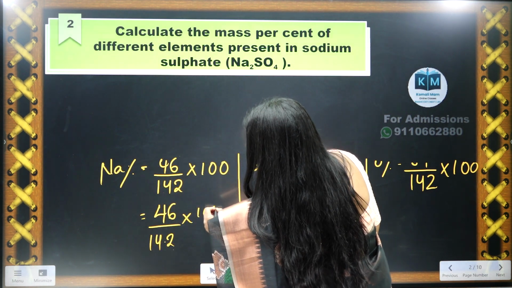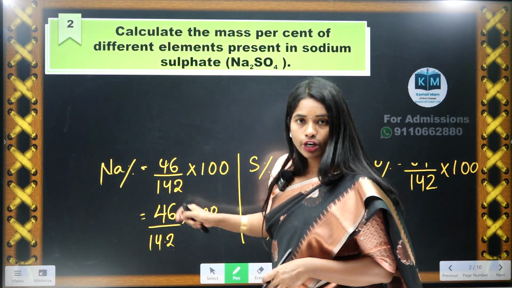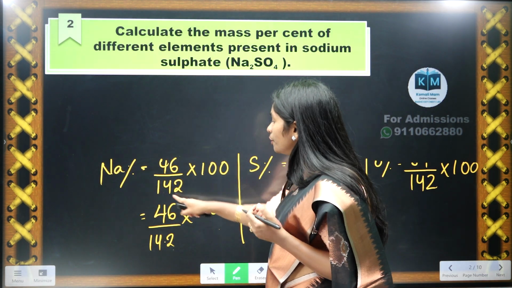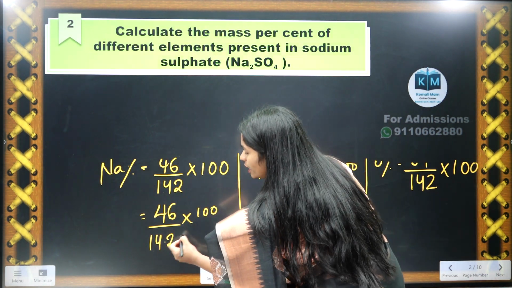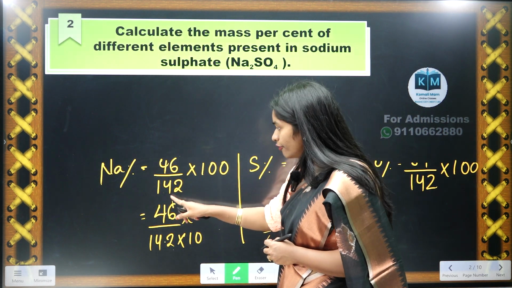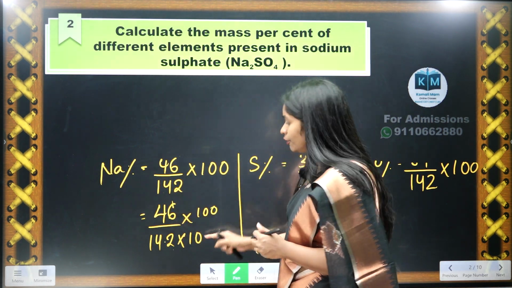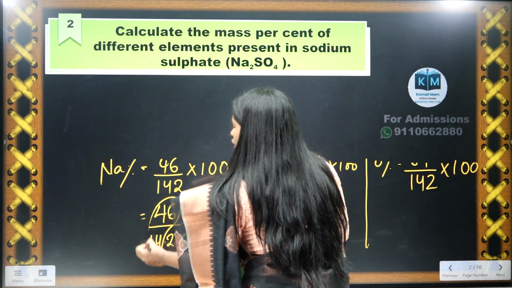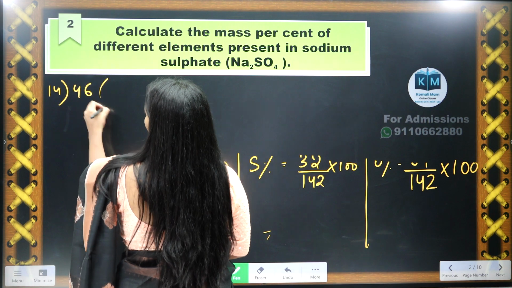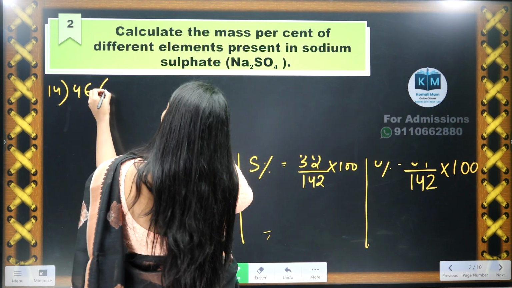Roughly, I will tell you, the denominator 142 is there, right? So this 142, I am going to write as 14.2 into 10. Clear? So how am I writing 142? 14.2 into 10. So this 14, here 46 is there. 14 and 46.